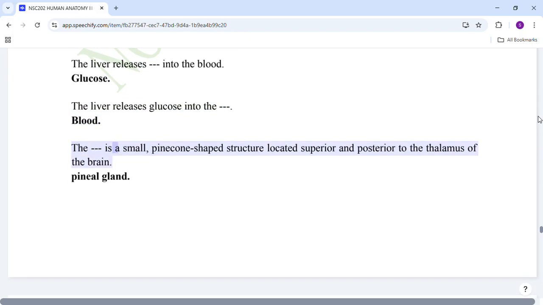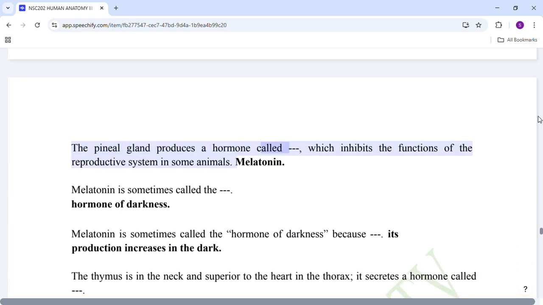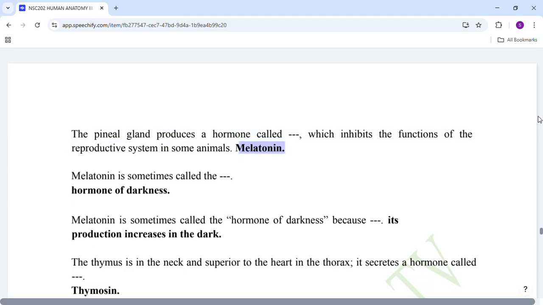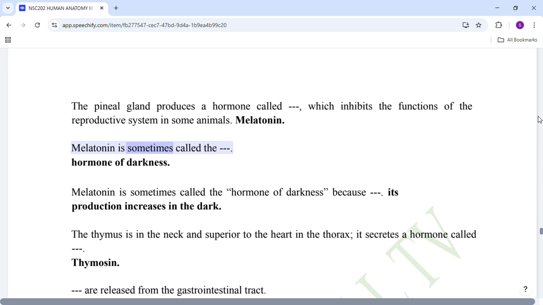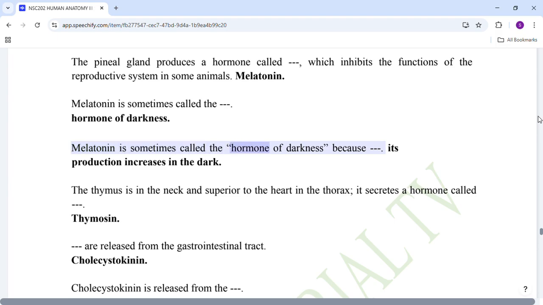The pineal gland is a small, pinecone-shaped structure located superior and posterior to the thalamus of the brain. The pineal gland produces a hormone called melatonin, which inhibits the functions of the reproductive system in some animals. Melatonin is sometimes called the hormone of darkness because its production increases in the dark.